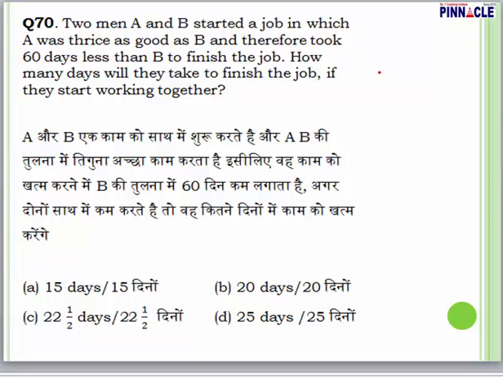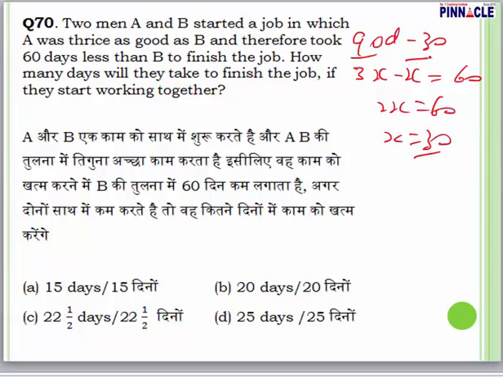In other words, 3x − x = 60, so 2x = 60 and x = 30. If x is 30, it means one is taking 90 days and the other is taking 30 days. The difference is 60 days, because one takes 90 days and the other takes 30 days. Who is taking 30 days? A was thrice as good, so this is A and this is B. B will take 90 days, A will take less time, that is 1/3 of B.